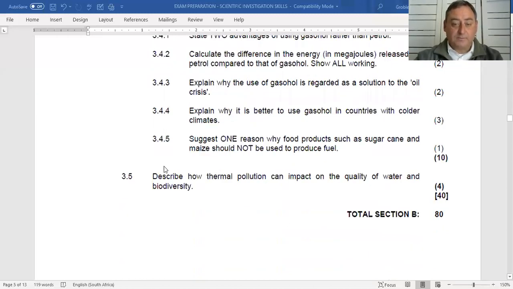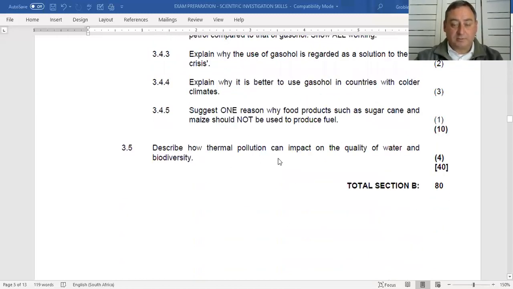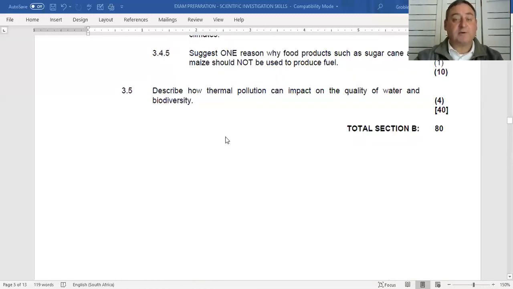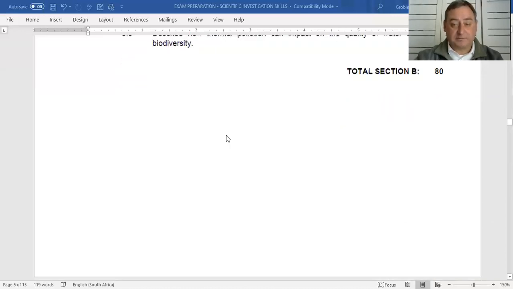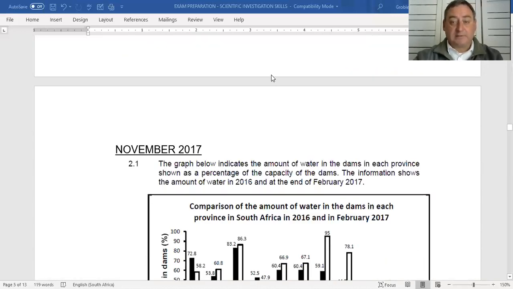Now, look here, some knowledge questions on human impact on the environment. Thermal pollution, of course, has to do with the temperature of the environment, of the water. Describe how thermal pollution can impact on the quality of water. You can go check out that theory part. This is something interesting about thermal pollution. It all has to do with how hot the water is. Sometimes factories pour hot water into the river. So that was 2016.